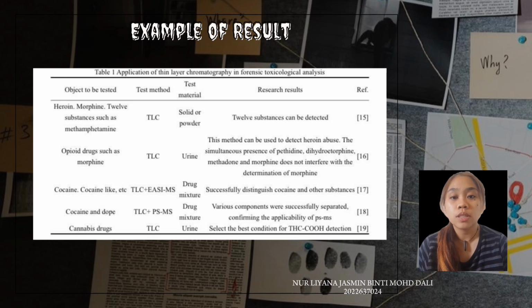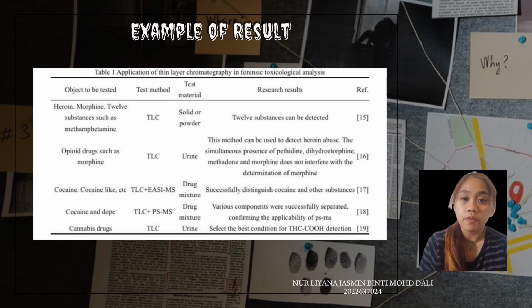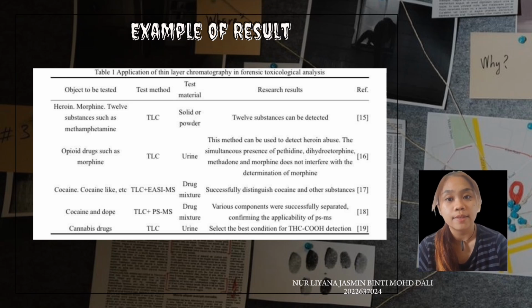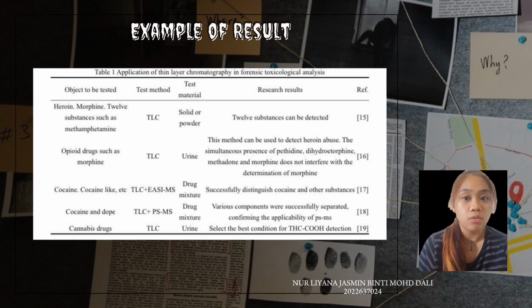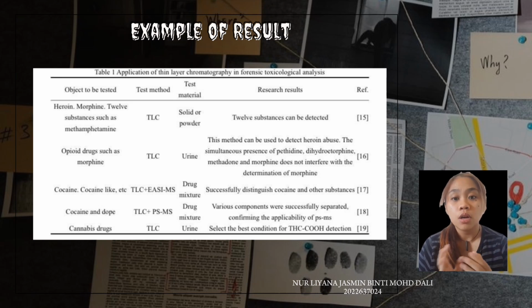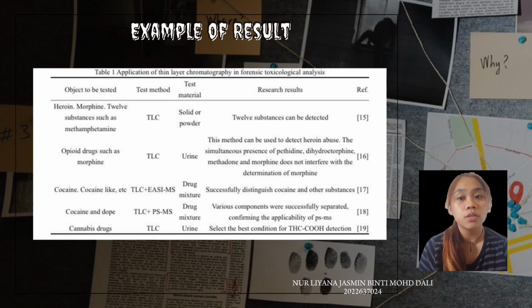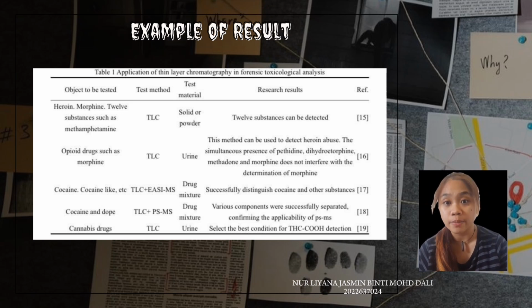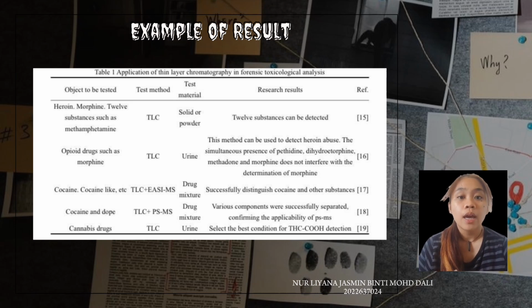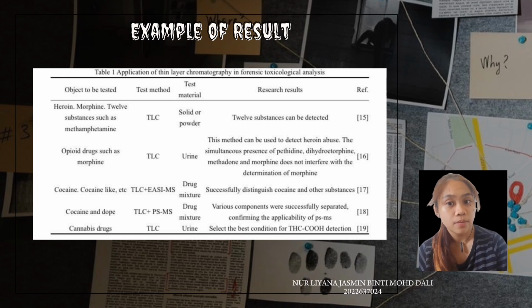Now we're moving to Table 1, the example table for application of thin layer chromatography in forensic toxicological analysis. We have a few objects to be tested. We have the test method, materials, and the results, which all use TLC, but some of them use TLC and another method to get the result. So for heroin, morphine, or methamphetamine, we will use TLC and solid or powder of the drug as the test material, and the results will be the detection of 12 substances in the drug.